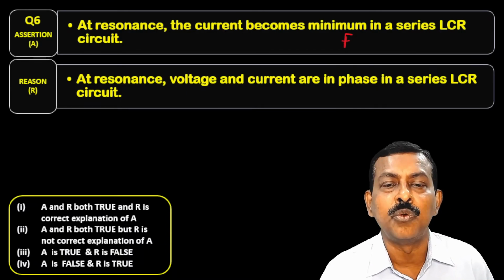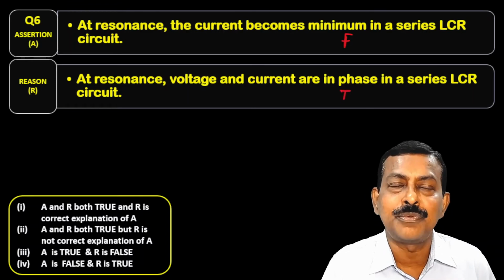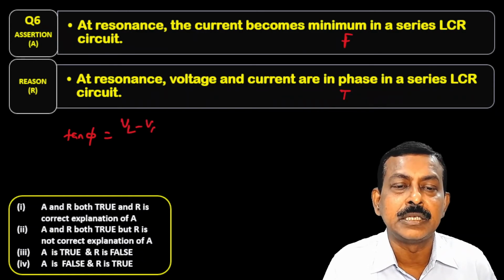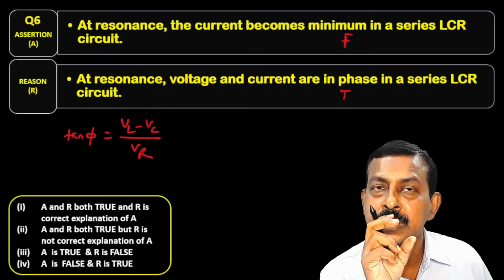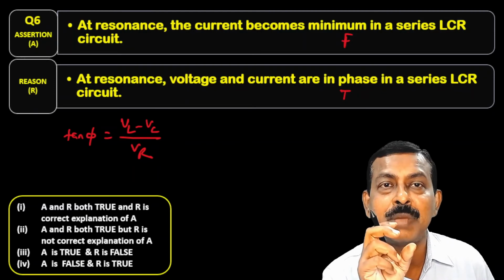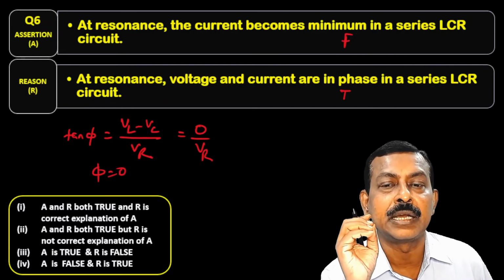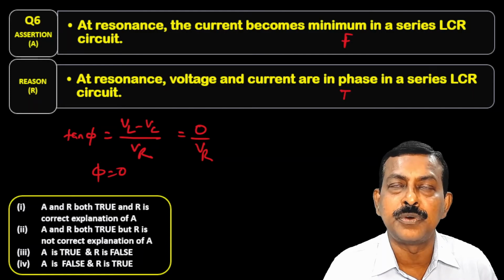And the reason: at resonance, voltage and current are in phase in a series LCR circuit. This is true because tan phi, the phase relation between the voltage and current, is VL minus VC by VR. Now at resonance, the voltage across the inductor and that across the capacitor are equal in magnitude. So in that case, this term will be 0 divided by VR, so phi will be 0. That means the voltage and current are in phase in a series LCR circuit. So here the assertion is false, but the reason is true. So that means the fourth option is the correct one.